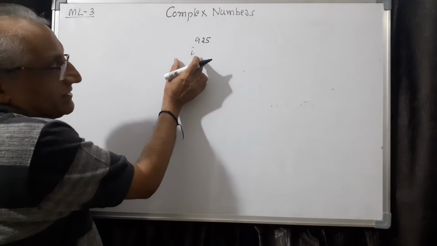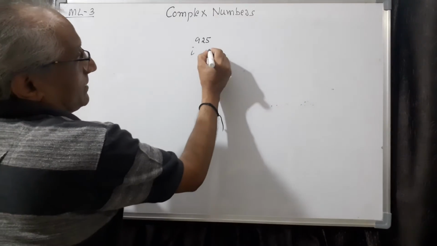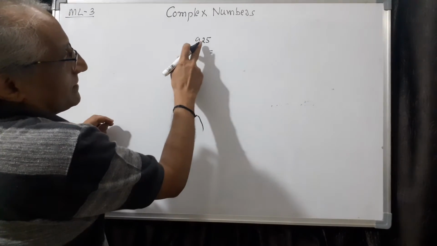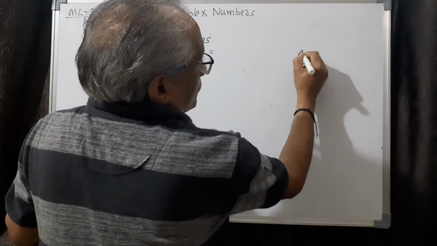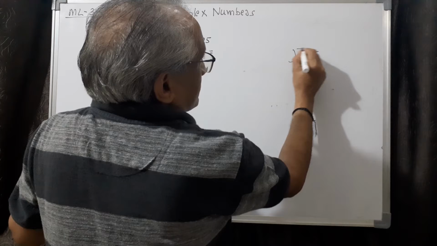I want to calculate what this value is. Sometimes they will give this plus something else. So now what we have to do is, what is the 925? We can do it like this also.